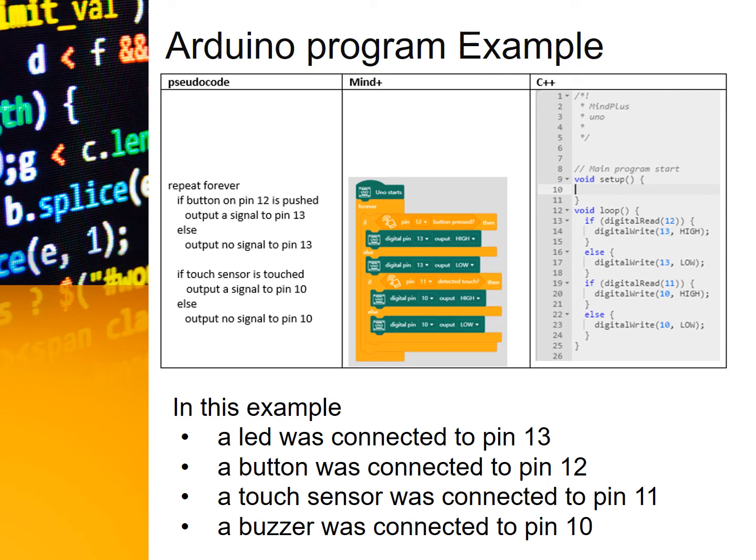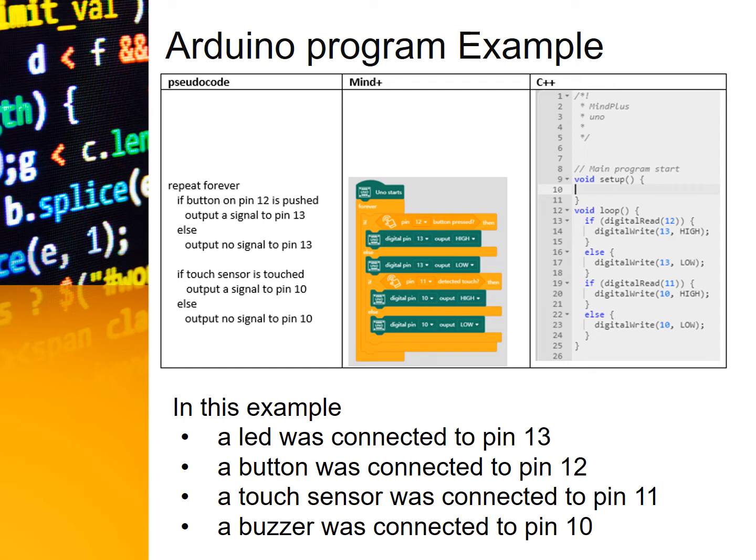Here's our repeat forever. Then pin 12, button pressed, it's got to be either yes or no. If it is yes, then the output is high, in other words, a signal goes out to it. If there's no press of a button, the output is low. You can think of high and low as on or off. The same with the touch sensor, which is on pin 11. If that happens, a signal is sent to pin 10. And if it's not, no signal is sent to pin 10.